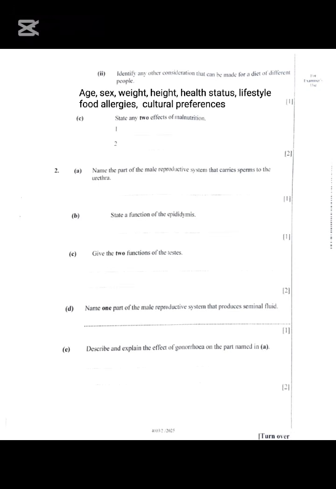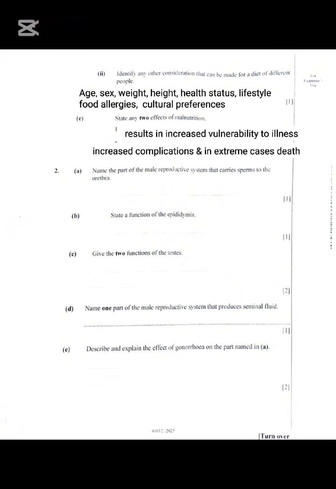And then part C, we are required to state two effects of malnutrition. So malnutrition affects every system in the body, and it results in increased vulnerability to illness, increased complications, and in extreme cases, it can even lead to death. So that was all about number 1, that was in June 2025. We can now proceed to number 2.